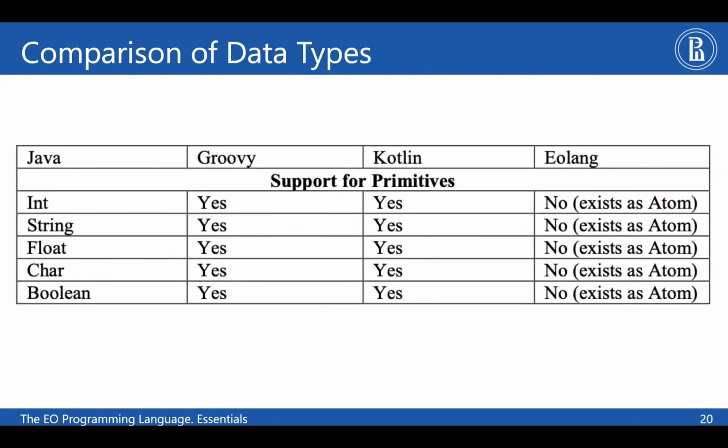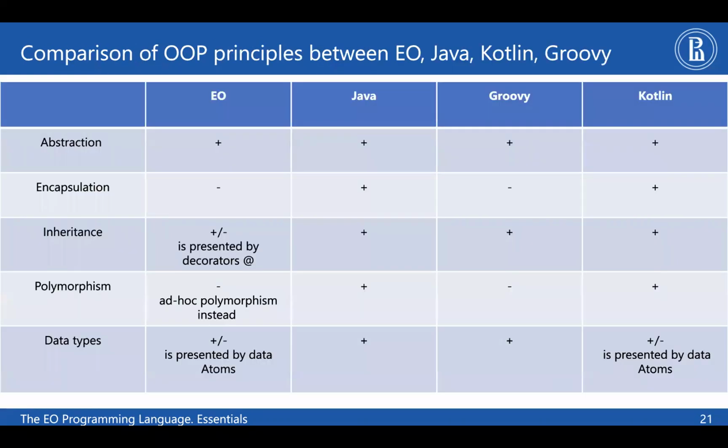Well, comparison of data types. Also, as was already said, the EOLang environment doesn't support data types as they are used in other languages like Java, Groovy, and Kotlin. It means we get the information about the atom from some side environment, so the outside library or somewhere in runtime. That is why this is a feature of EOLang. The next one, please. Well, the comparison of OOP principles.